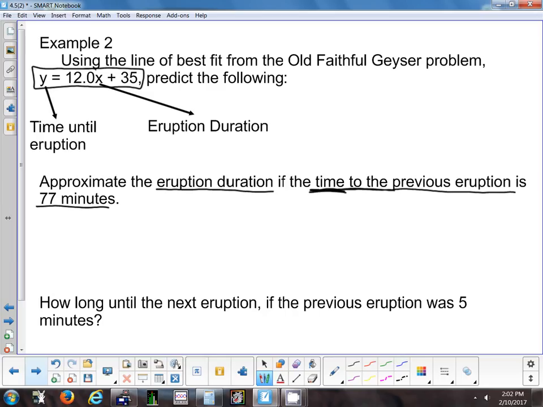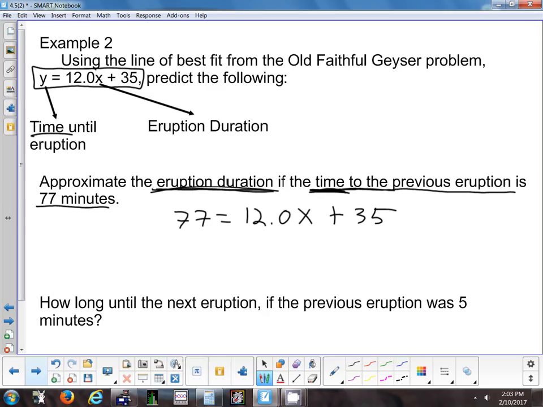So, time, okay? Let's focus on that. Where does time get plugged into that formula? Which letter? Just time, okay? And what do they tell me to plug in for time? 77. So we're going to plug in 77 for time, and we're going to solve for x. What is x? Eruption duration. Yes, it's how long the eruption is going to last. And again, it's usually between 2 and 4 minutes.